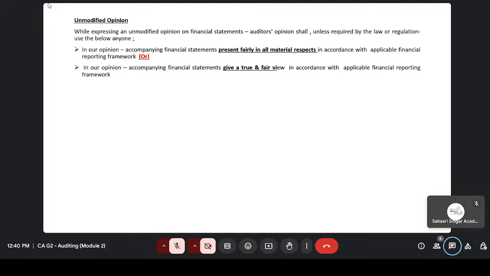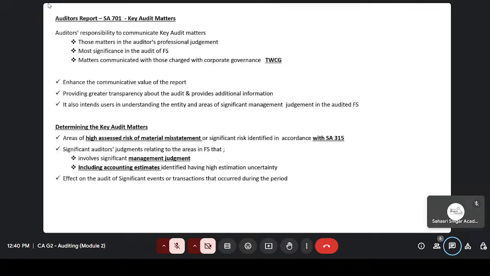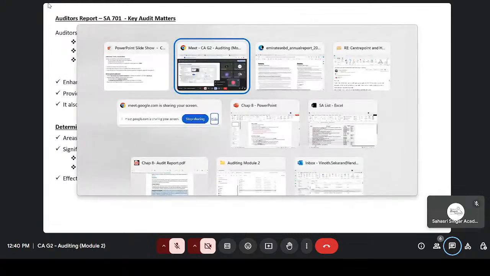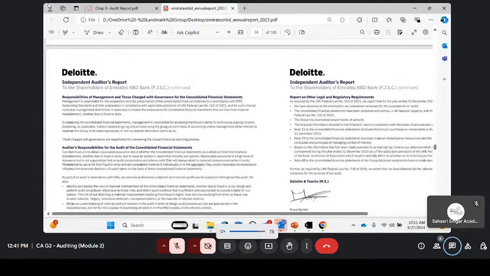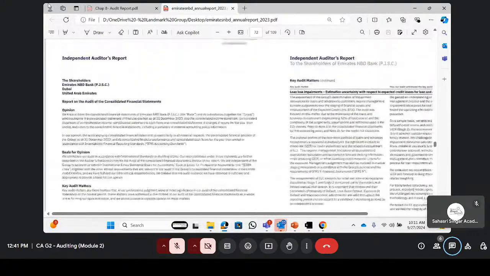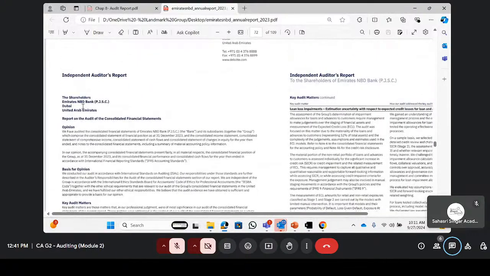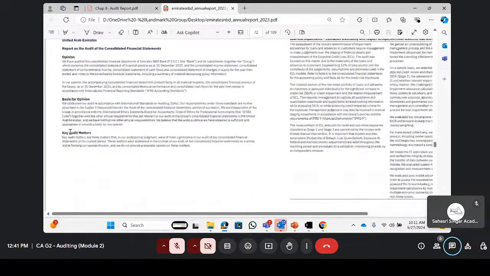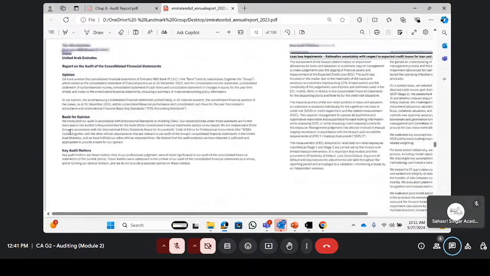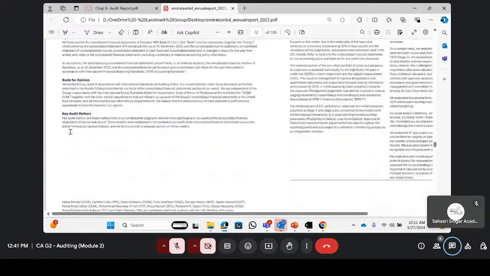And the next paragraph is key audit matters. Even if you see the Deloitte auditor's report, the first thing is the title, then to whom it has been addressed, the shareholders, then the opinion, then the basis for opinion. The next paragraph is key audit matters. Here they have given many more pages, but you have to keep in mind what is being expressed under the key audit matters.